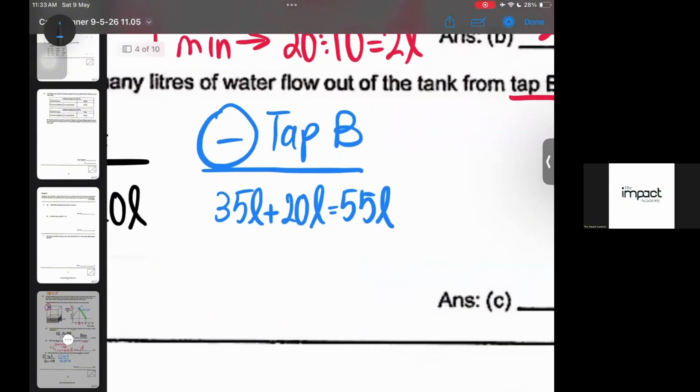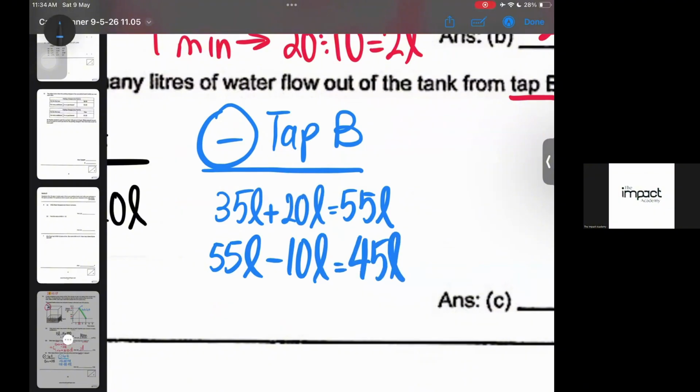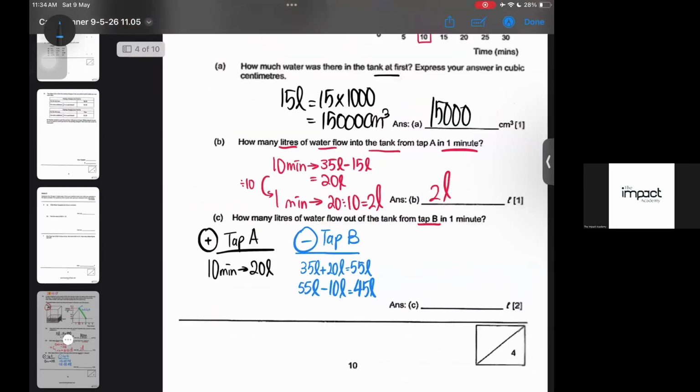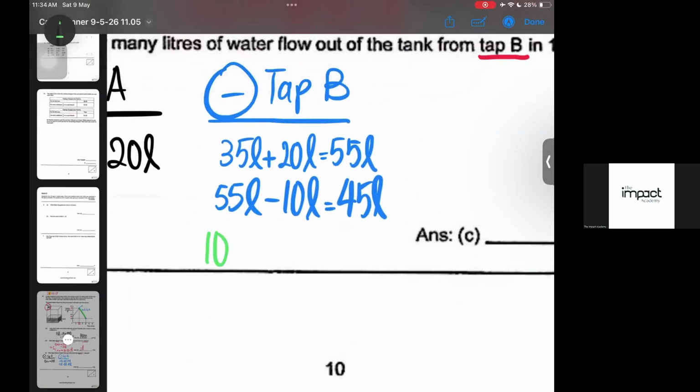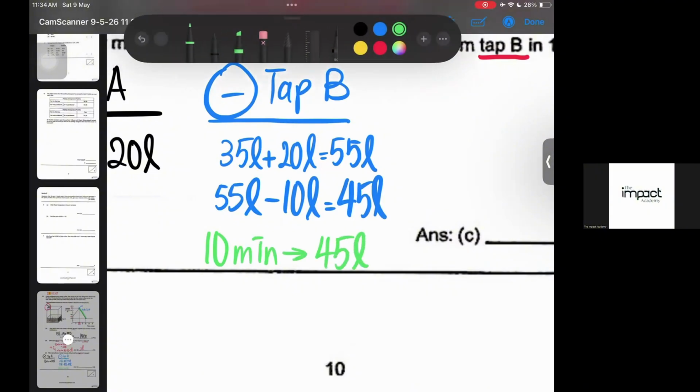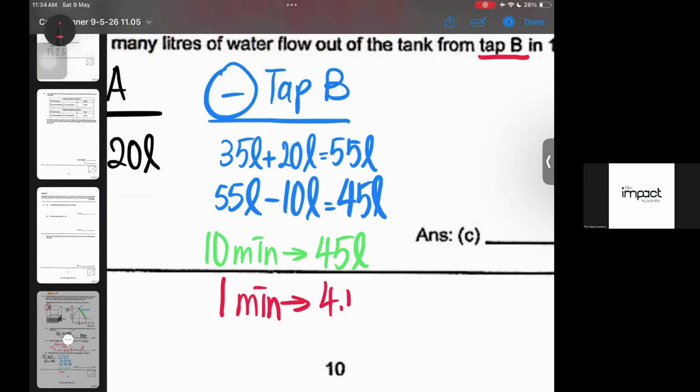Because tab B took it out, right? From tab A, right? Agree or disagree? So 55 liters, you minus away 10 liters, that will tell you that tab B took out 45 liters. In how many minutes? In 10 minutes. Do you understand? So in 10 minutes, tab B actually took out 45 liters. So my question to you is, what is it in 1 minute? 4.5 liters. You understand what I'm trying to say?